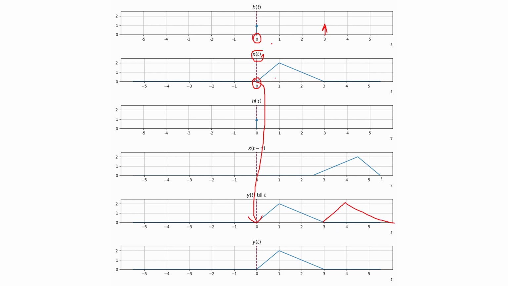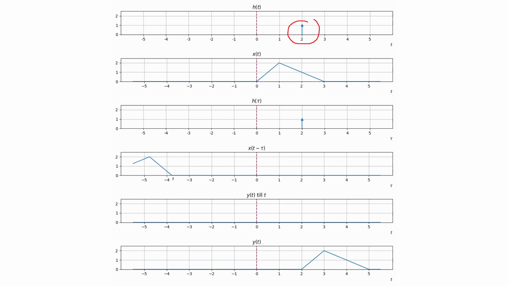Yes. So that's the nature of convolution with an impulse. The input signal x(t) gets located where the impulse is. So that you can see in the next slide. So here you can see the impulse is at t equals 2. So this is delta(t minus 2).